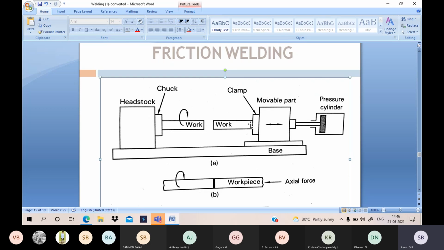Once both workpieces contact each other, due to this rotation, friction is created between the two workpieces. Due to this friction, heat is generated, and due to that heat, both workpieces are joined. See here in the second figure, this left side workpiece is rotated in either the clockwise or anti-clockwise direction. On the right side or second workpiece, you can apply force. Once you apply force on the movable part, due to this external force and this rotation, both are in contact with each other and are joined.